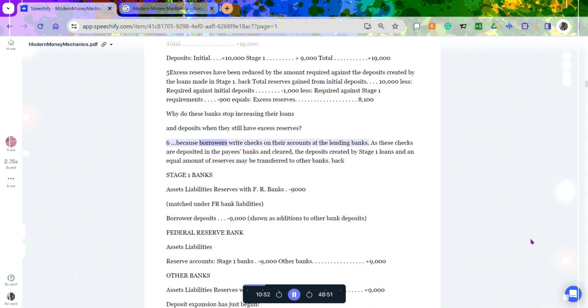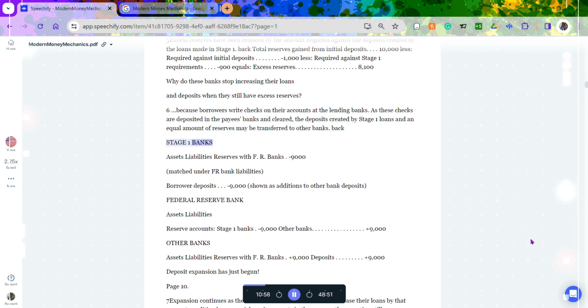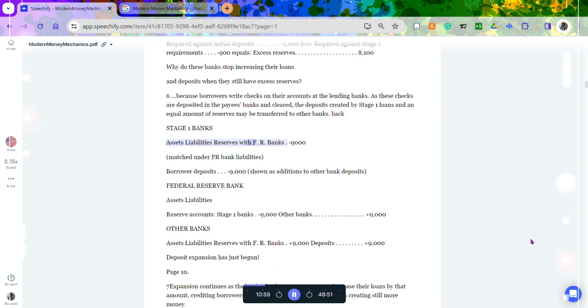6. Because borrowers write checks on their accounts at the lending banks. As these checks are deposited in the payees' banks and cleared, the deposits created by Stage 1 loans and an equal amount of reserves may be transferred to other banks. Back. Stage 1 banks. Assets, liabilities, reserves with FR banks.